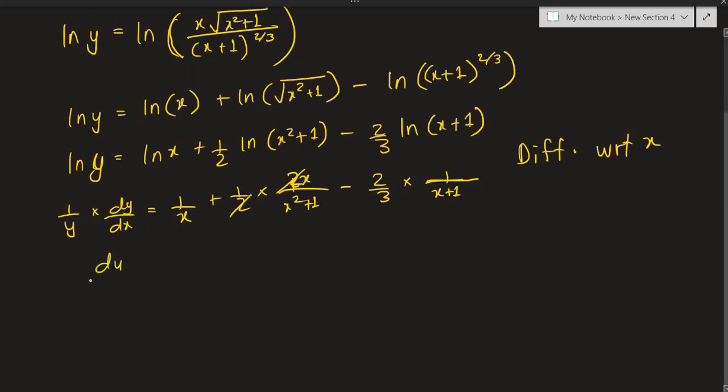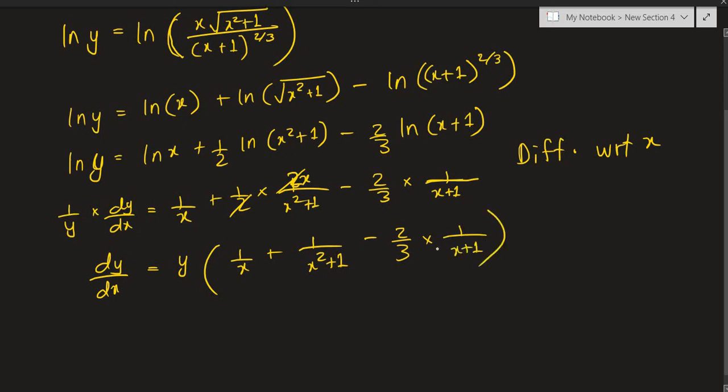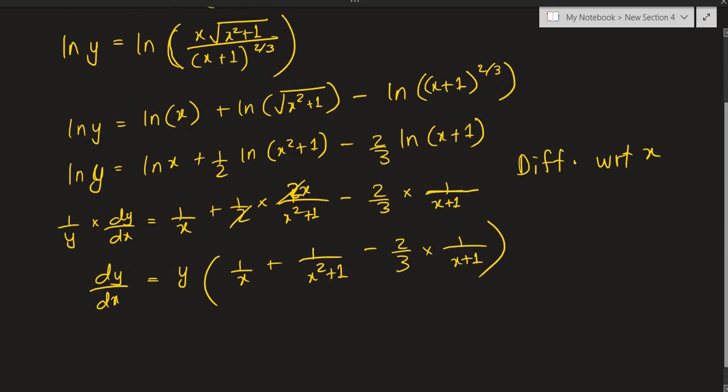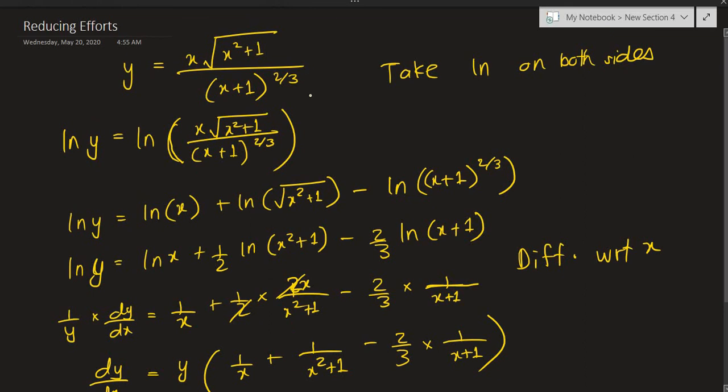So we have dy over dx. We can take the y on that side. y times 1 over x plus 1 over x squared plus 1 minus 2/3 of 1 over x plus 1. But we can actually make a substitution for y. What's y? It's just the initial crazy expression that we started with. So let's substitute that in.